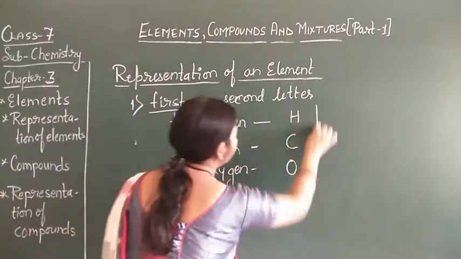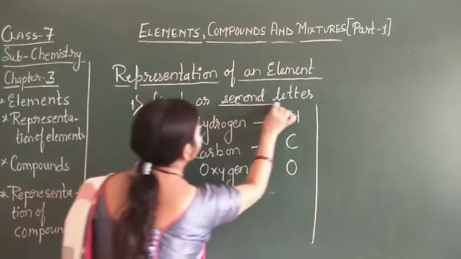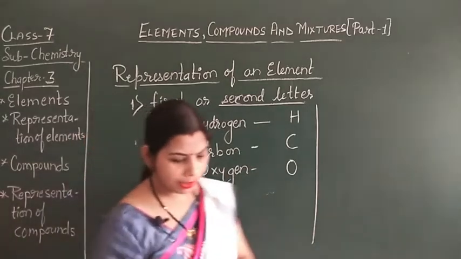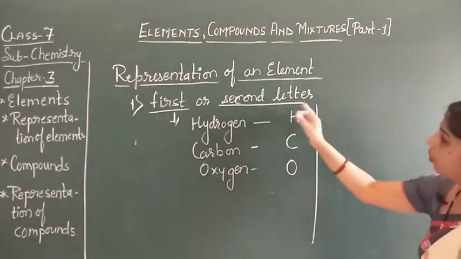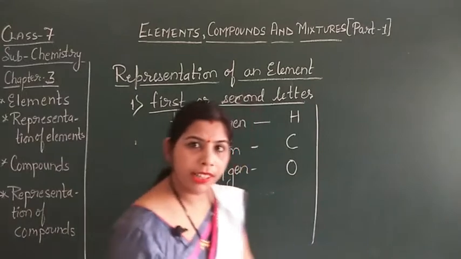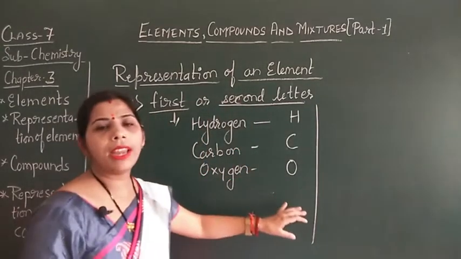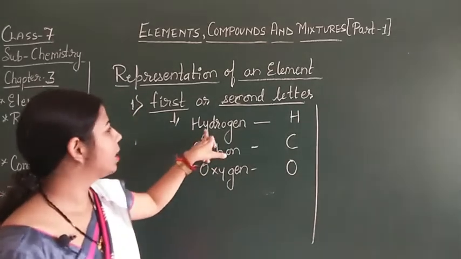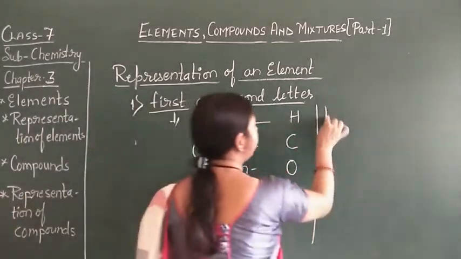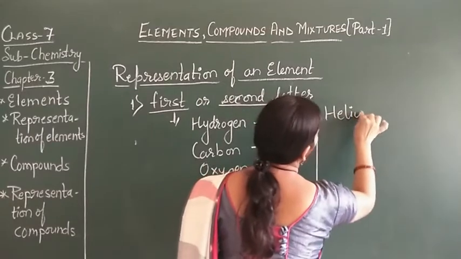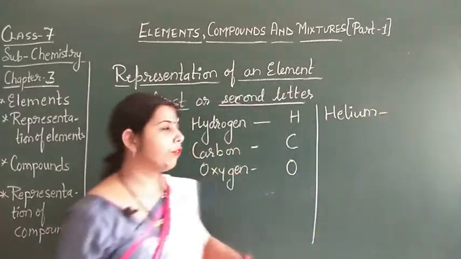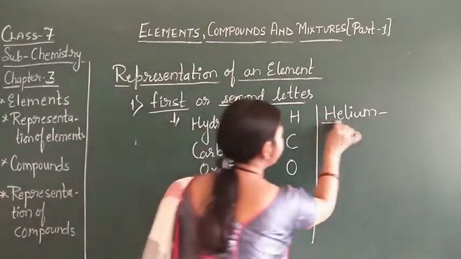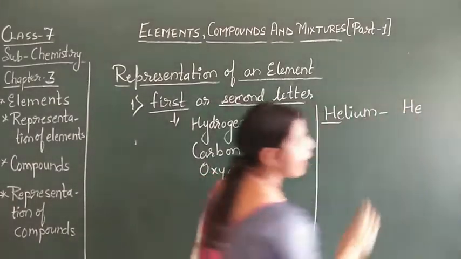Now let's see the letters with the first and second both. That means both the letters are utilized. Why does this happen? Because some elements have the same starting letter. Suppose hydrogen starts with H and helium also starts with H. So we cannot give it H also. That's why the first two letters have been taken, and the symbol for helium is He.